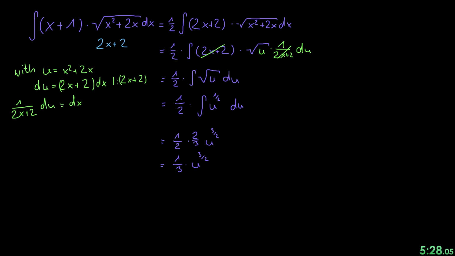Now the only thing left to do is a resubstitution, which means we're going to write this as 1/3 times x² plus 2x, because that's what our u is equal to, to the power of 3/2. And that's actually already the integral solved. We can write it a little bit prettier and say this is 1/3 times the square root of x² plus 2x to the 3rd power.